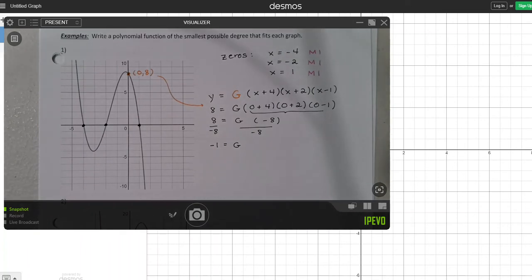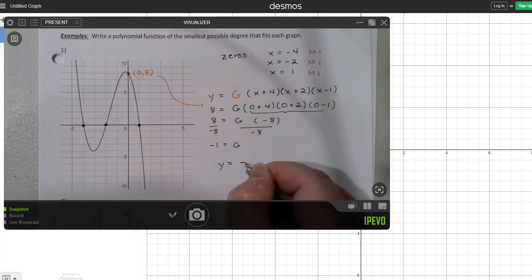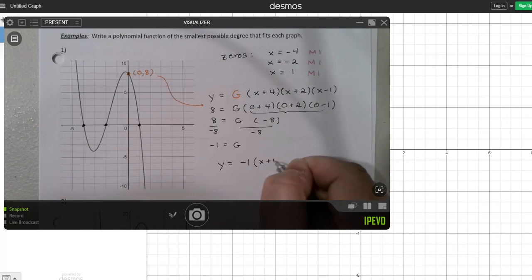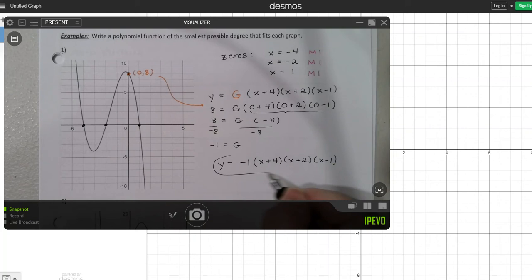So my final answer for this polynomial function is going to be -1 for g times the x plus 4 times x plus 2 times x minus 1. And I'm not requiring you to multiply these out here or in the homework. You're fine to just leave it like that in its factored form. Okay. All right, so that's the process.